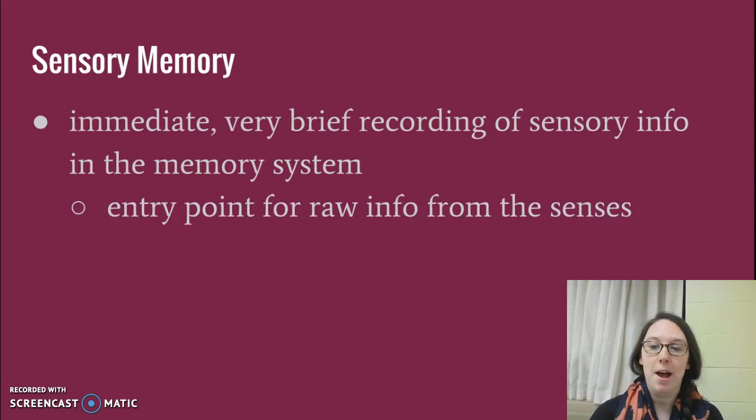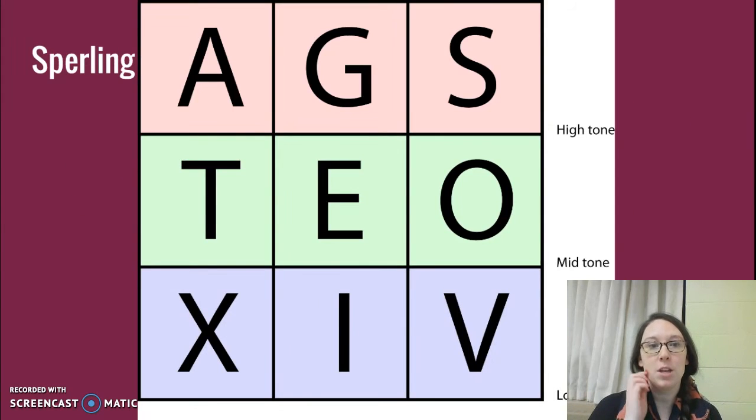So sensory memory is defined on the screen for you right here. It is an immediate but very, very brief recording of sensory info in the memory system. Sensory memory is that entry point for the information that comes from your senses. We do have a couple of different types of sensory memory. The first kind that was really studied in detail was something known as iconic sensory memory, which was studied by a researcher known as George Sperling. And what Sperling discovered is that we do have this very brief recording of visual information.